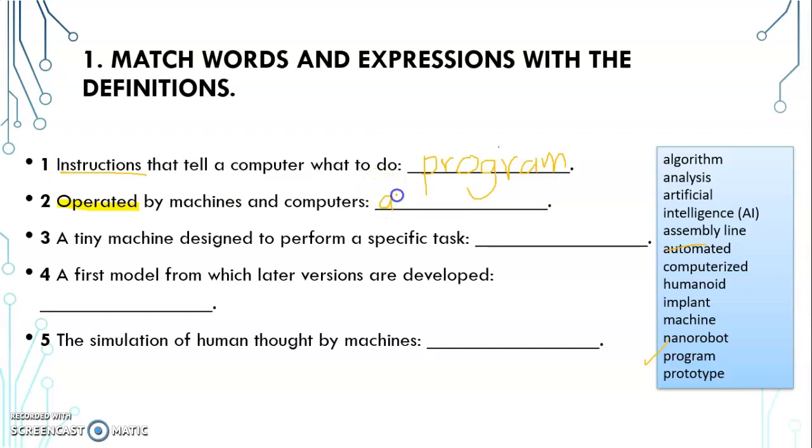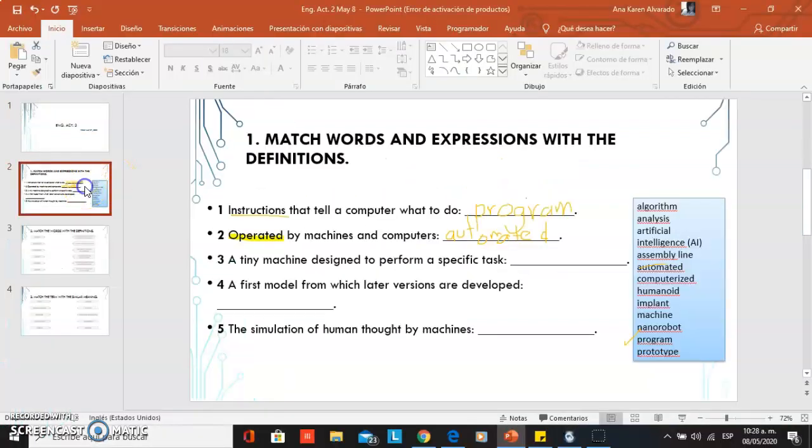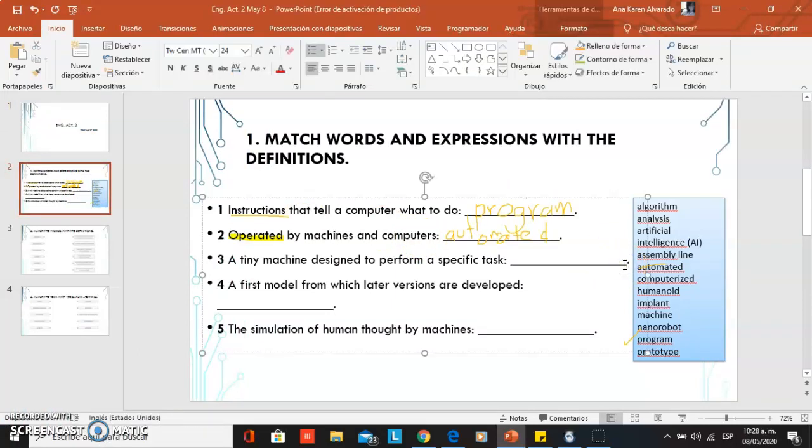So here let's write automated. Check: is the handwriting correct? Automated. Yes, that's correct. If you have problems, you can write in this way. Let's check. If you have problems to do that, let's continue with number 3.